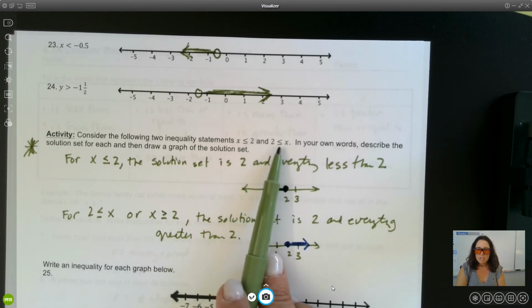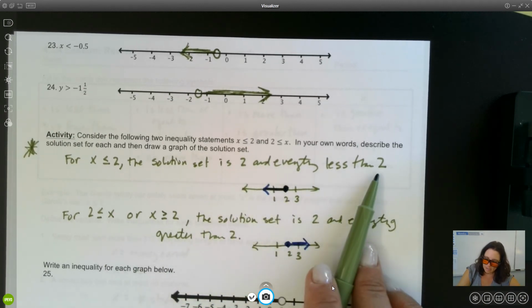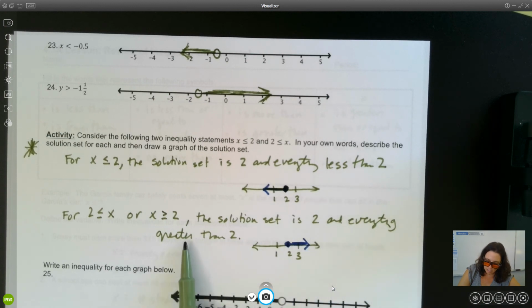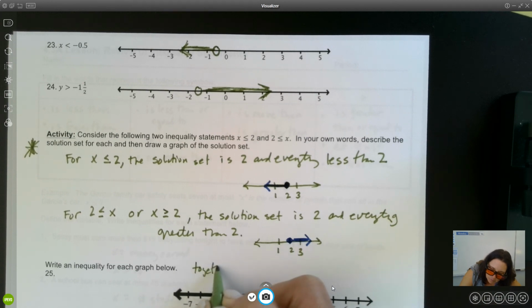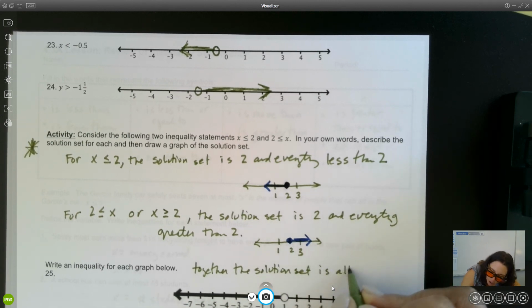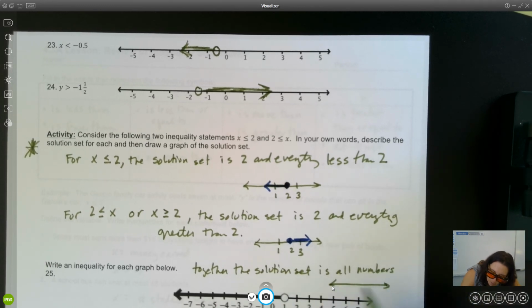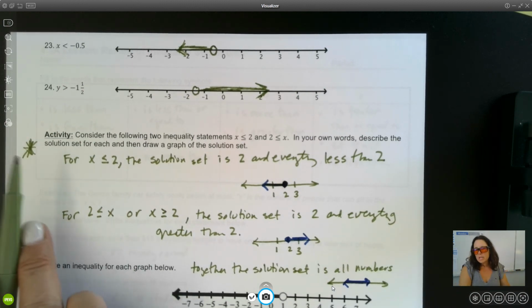Now, if you put these two together, aren't we talking about every number in the world? Okay, if you're talking about 2 and everything less, and you're talking about 2 and everything greater, so together, the solution set is all numbers. So that would look like, here's your number line, the whole thing shaded. Okay, that's an important thing to understand.